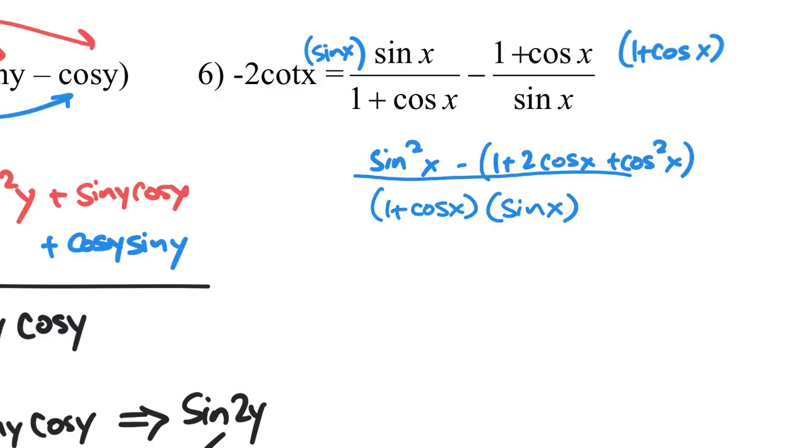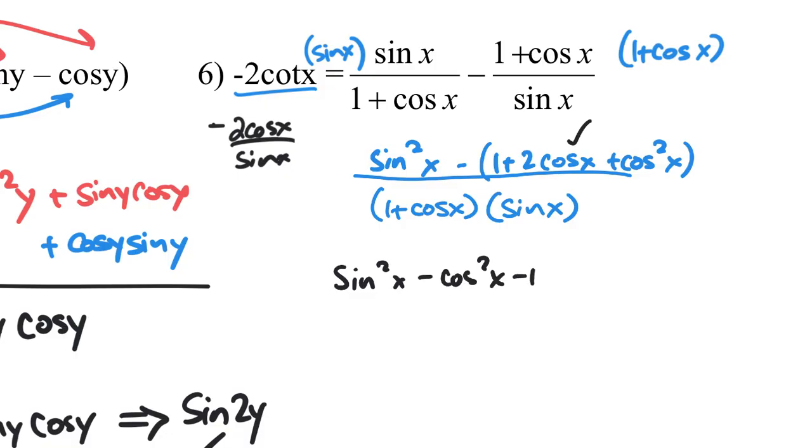Good. So now what I can do is I can start rearranging things. I know that if I'm heading towards negative 2 cotangent x, I could expect something like this as my second to last step. So I kind of like seeing that 2 cosine x in my numerator. Now I got to deal with all the other stuff. So I'm going to rearrange things, and I'm going to write that numerator as sine squared x minus cosine squared x minus 1 minus 2 cosine x.